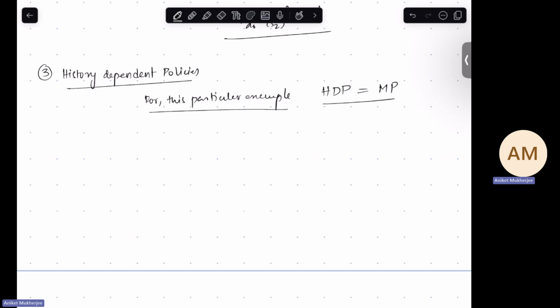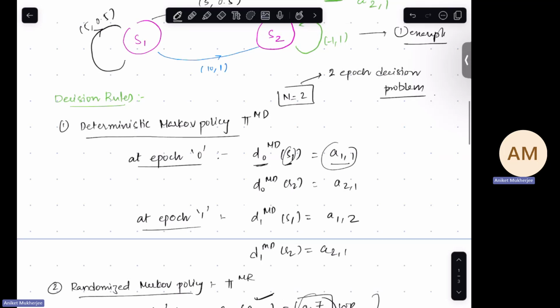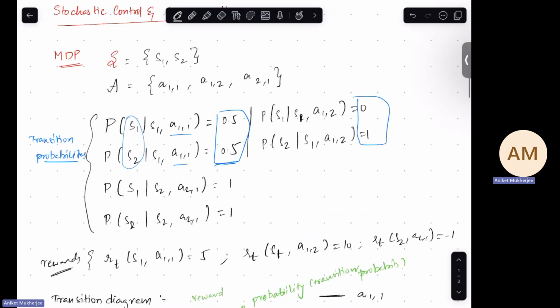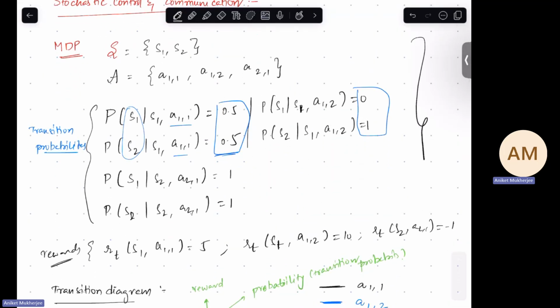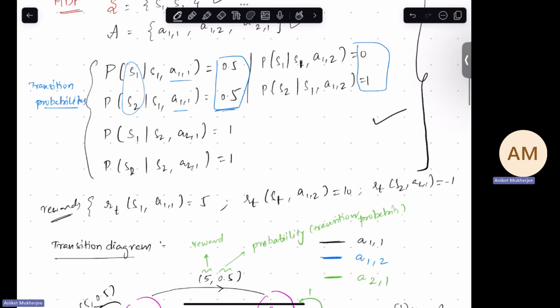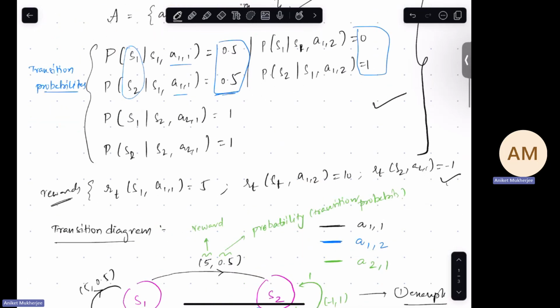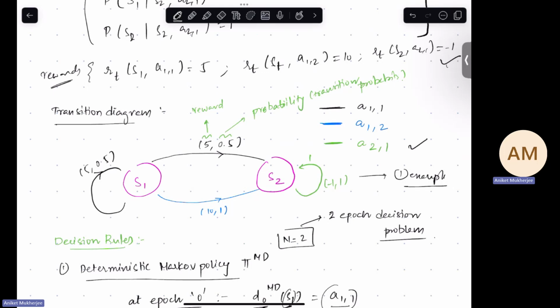So I'll again introduce another MDP. Basically, when I'm defining an MDP, I need to define all these parameters that I've just defined. I need to define the state space. I need to define the action space. I need to define the transition probability matrix. I need to define the rewards. And then using all this, I'll be able to draw the transition diagram. If I'm able to do all this, then I have mathematically modeled an MDP. I've not come up with an optimal solution of what action I should play at each and every time. I've just come up with the model of the MDP.